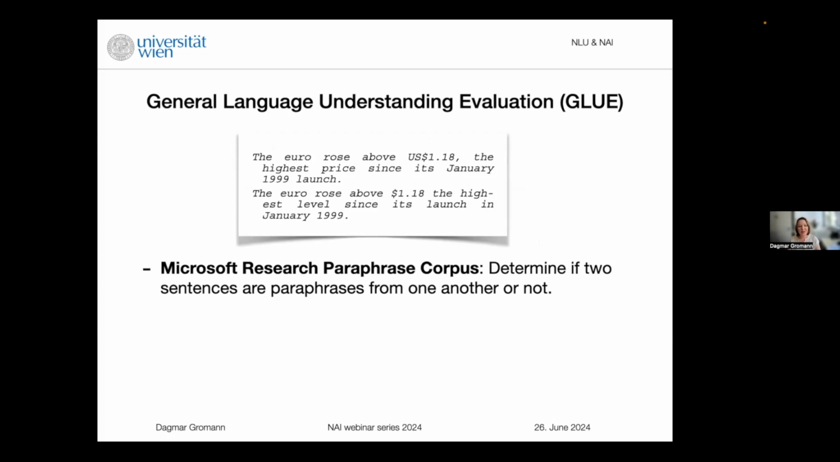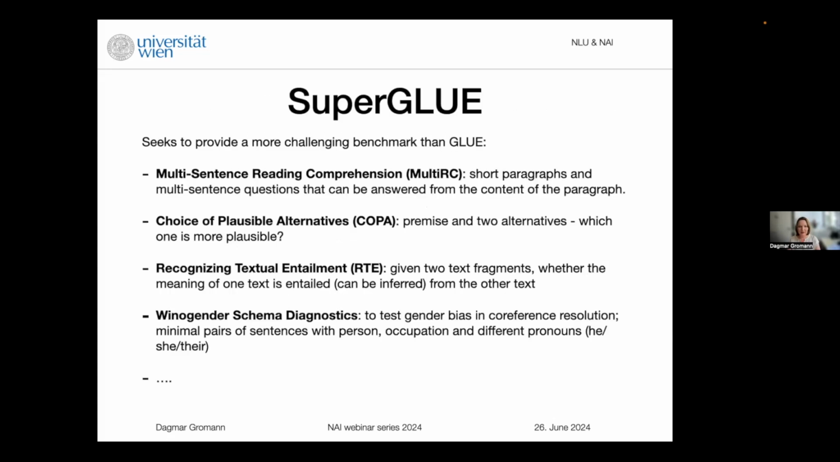So here we have the example, the euro rose above $1.18, the highest price since its January 99 launch. And the second sentence is the euro rose above $1.18, the highest level since its launch in January 99. So it's quite clear that those 2 sentences are very similar and provide the same information. So they can be seen as paraphrases from each other.